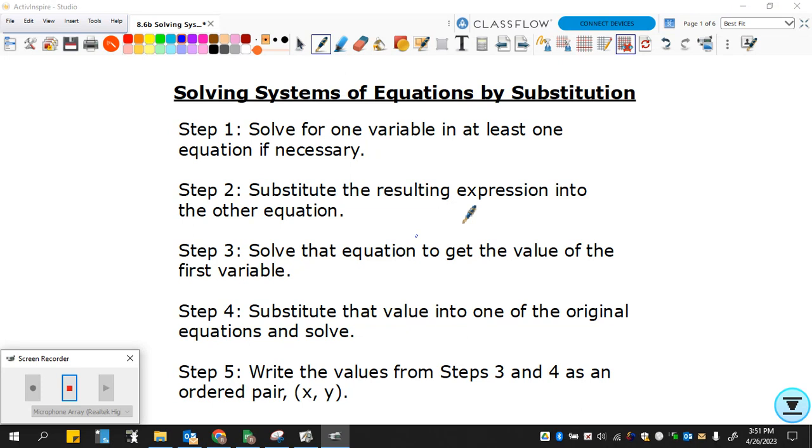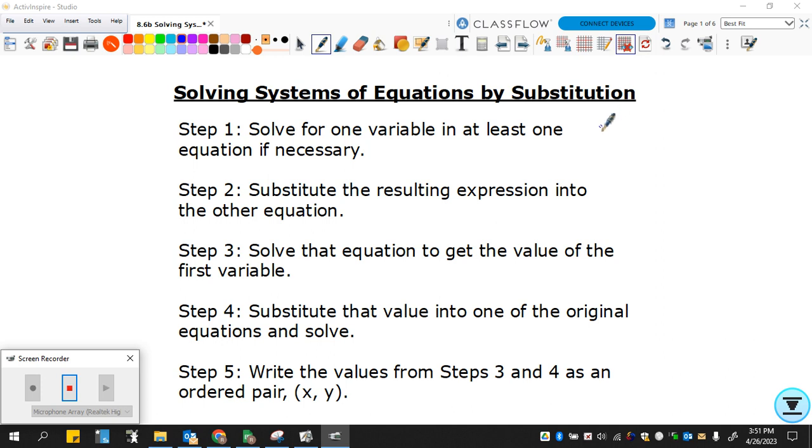All right, in this lesson, we're going to talk about how to solve systems of equations by substitution. In the last lesson, we solved systems of equations by graphing the equations and then finding the point where the two lines crossed. That was the x and y value that makes both equations true. And so by this method, we substitute one equation into the other equation.